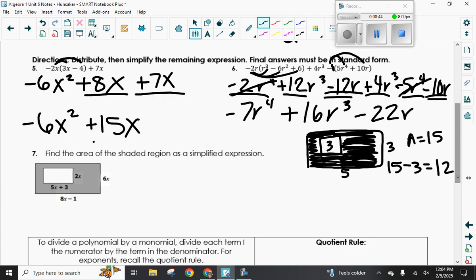Okay, we're basically going to do that exact same thing. It's just we're going to have expressions instead of numbers. So how we're going to do the shaded region part is we're going to take the area of the large rectangle. So I'm going to write this out. If you don't want to, that's fine. But area of large rectangle, and you're going to subtract the area of the small rectangle. You're just going to get an expression when you do this.